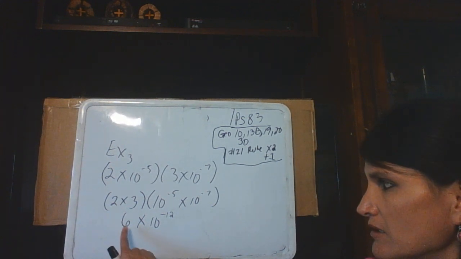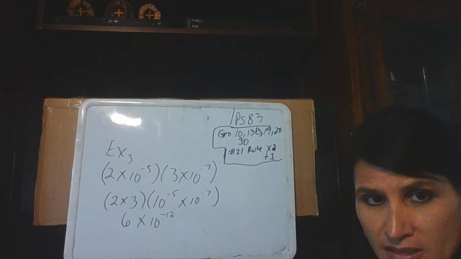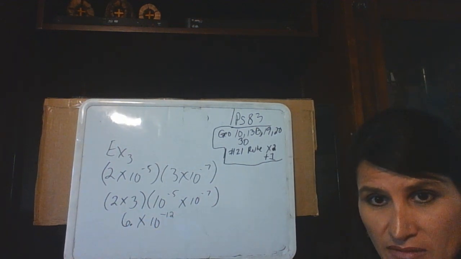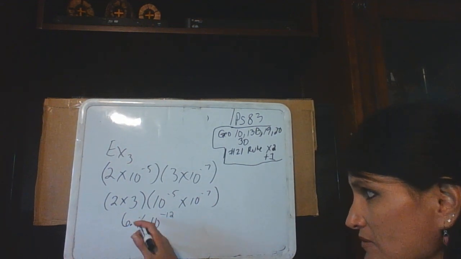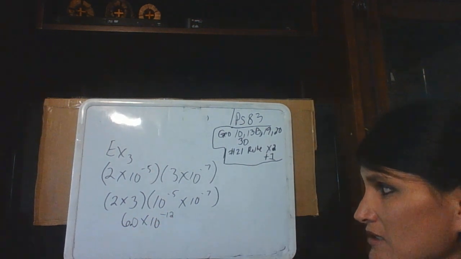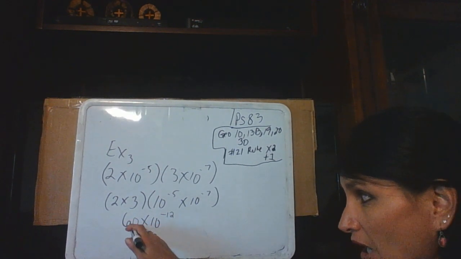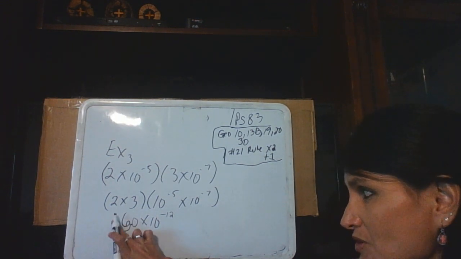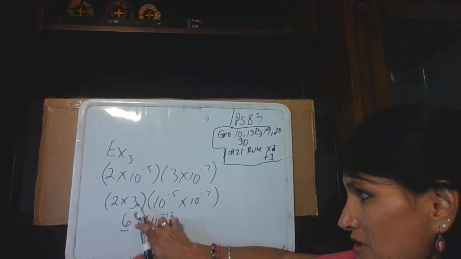Now I look at my whole number, and I notice there's not a decimal, so I'm going to insert a decimal right here. Now does it have a decimal? It does. So I have 6.0 times 10 to the negative 12. So I'm not going to move it there because it would be before the whole number, so don't do that. And you actually don't need the 0.